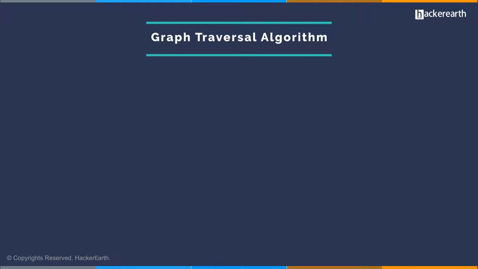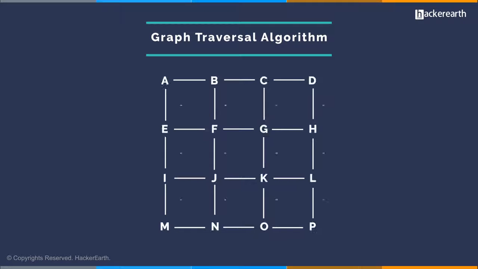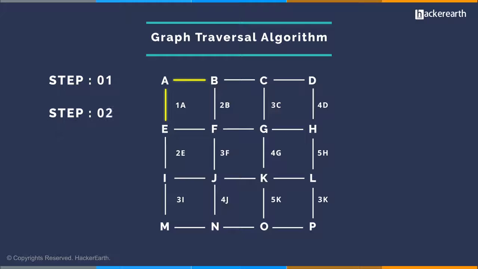Let's understand it with the same grid world example, but in this case, the algorithm is not allowed to move or visit a node diagonally. Step 1. Consider node A as a source and visit all neighboring nodes of A, which are B, 1A, and E, 1A. Mark A as visited. Step 2. Visit all neighboring nodes of B, node C, 2B, and node F, 2B, and mark B as visited. Step 3. Visit neighboring nodes to E, since F is already visited by B. Visit node I, 2E, and mark E as visited.